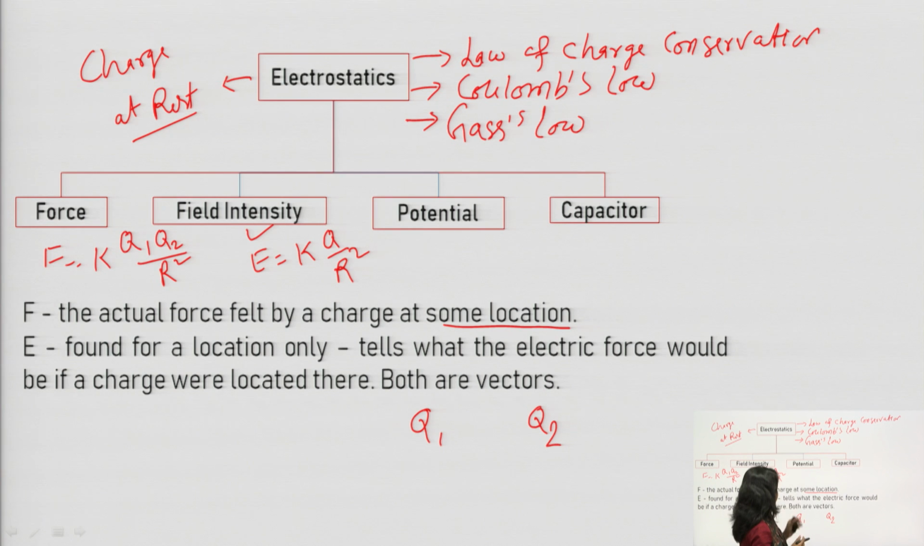Now come to electric potential. Electric potential is nothing but the total energy per unit charge. Finally we will study the capacitor. A capacitor is a device which is used to store electric charge, and mathematically we can express this charge as Q is equal to CV, where C is the capacitance and V is the potential.